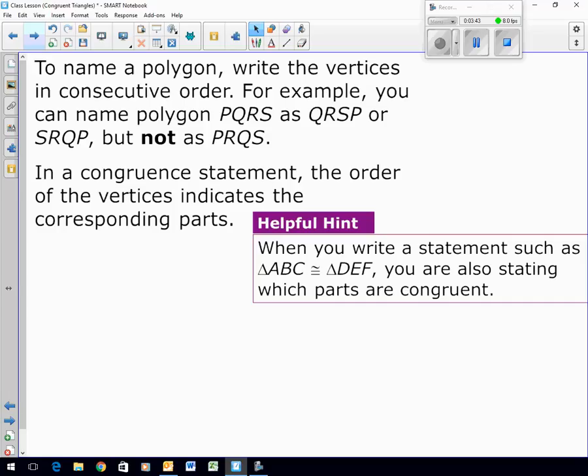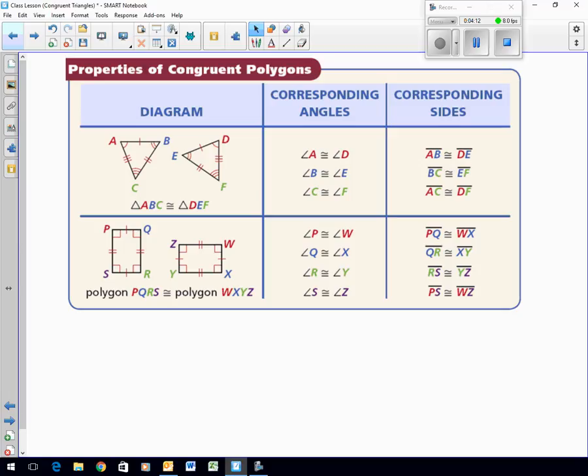Don't worry about writing this down either. This is the same thing I just said. It says to name a polygon, write the vertices in consecutive order. For example, you can name polygon PQRS as QRSP or SRQP, but not PRQS. It helps if you draw pictures. It always helps if you draw pictures. Because if you say this and you look at the order of it, you're like, what the heck's going on? And then you draw a picture and you label your picture, it makes it easier, right?